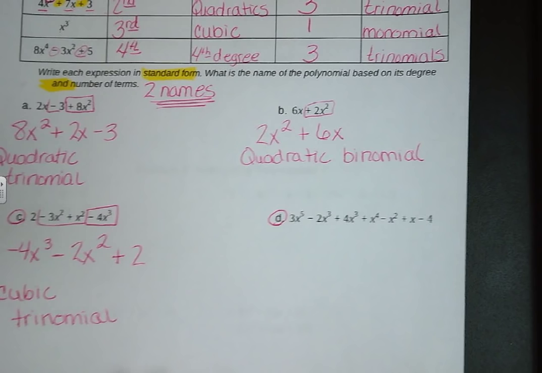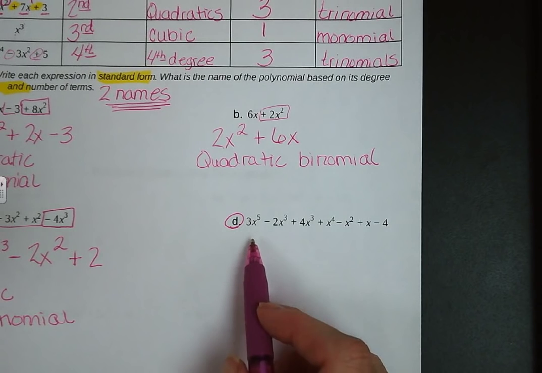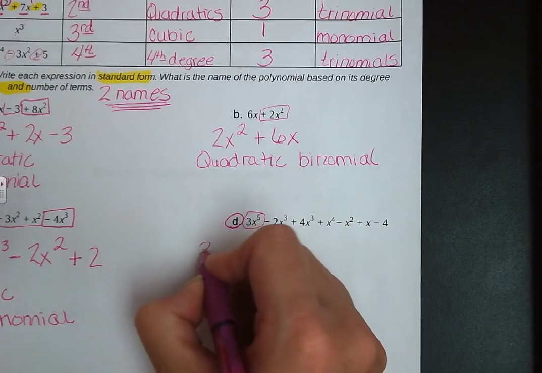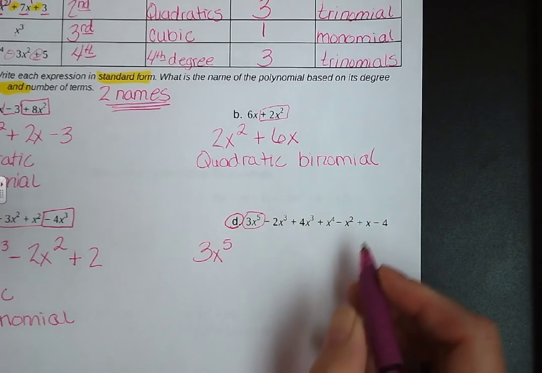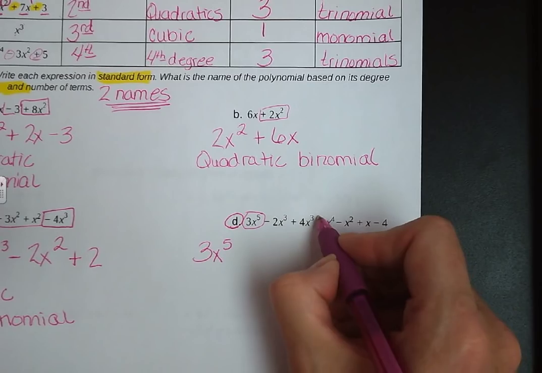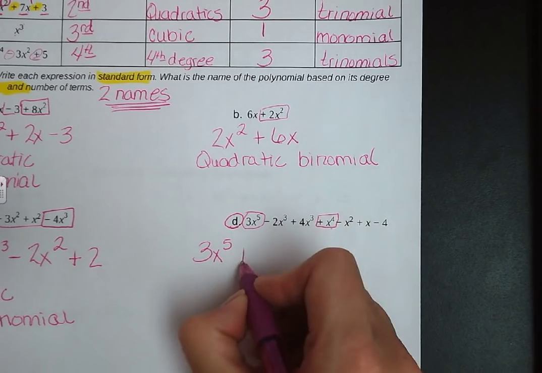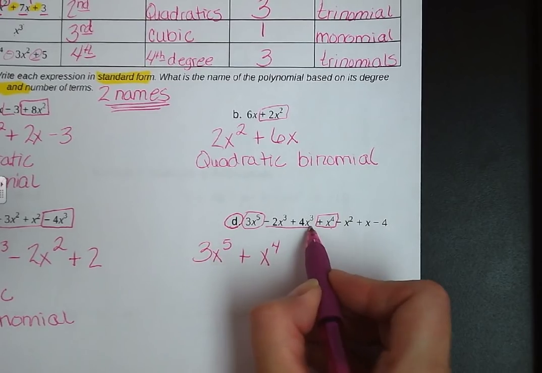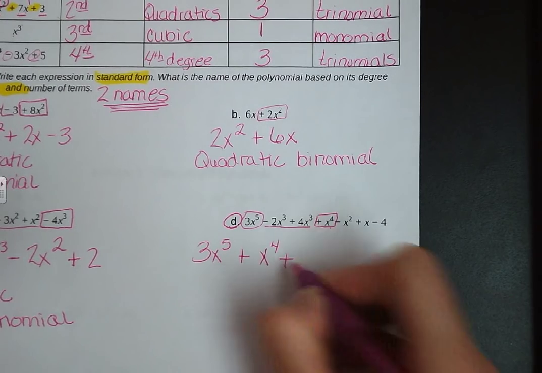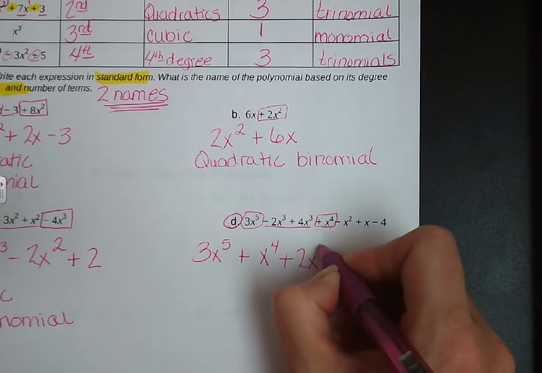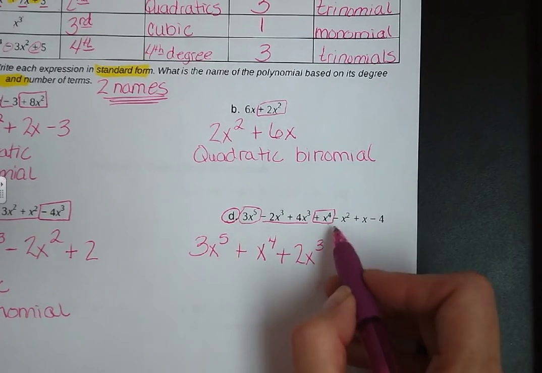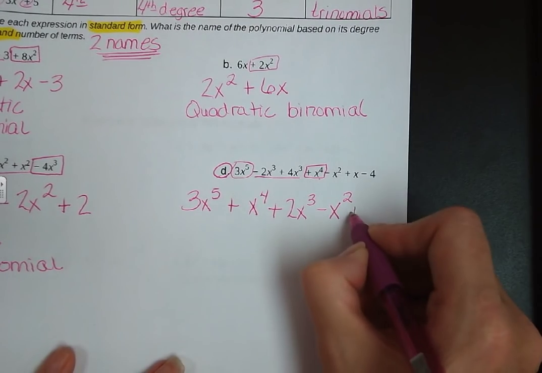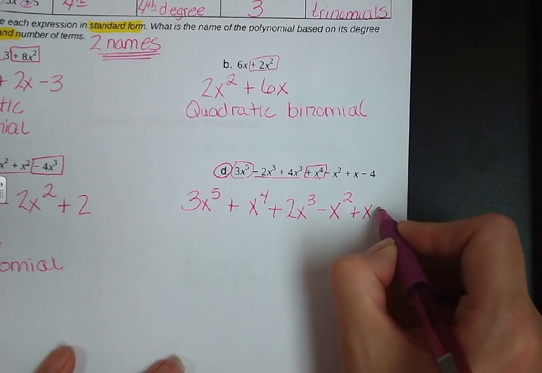All right, letter D, I was mean. So we're going to start off, our highest exponent is to the 5th power, so we have 3x to the 5th. And then I see we have an x to the 4th power, so plus x to the 4th. Now we're going down to the 3rd power, so we have negative 2x cubed plus 4x cubed, so that'll be plus 2x cubed. And then we have an x squared, so minus x squared. And we have an x, and we have a minus 4.